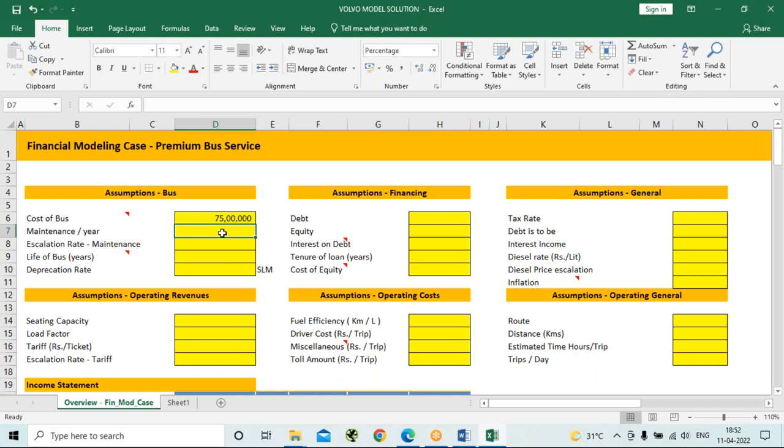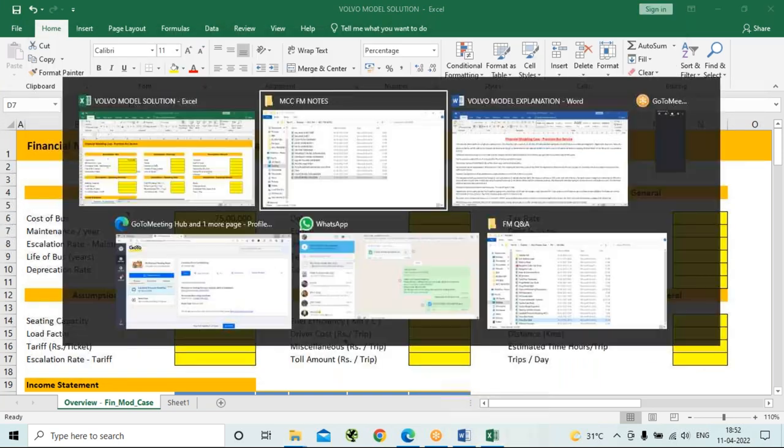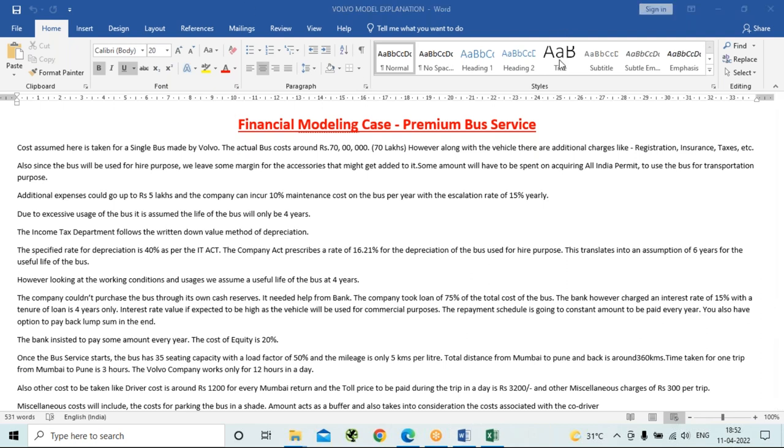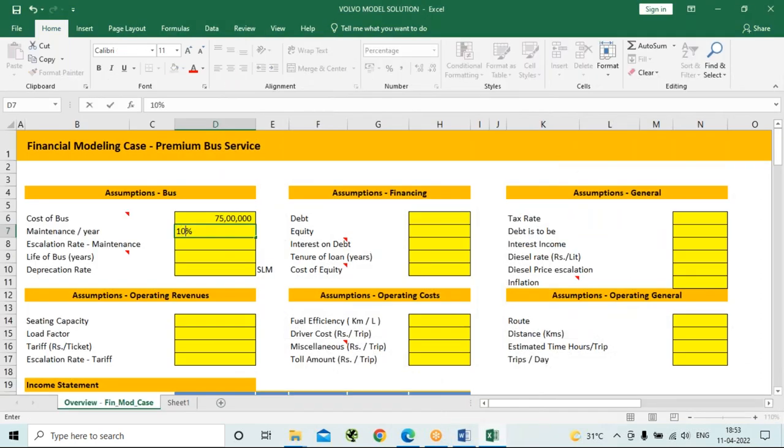So the next thing is maintenance per year. What maintenance are we going to spend on it? So here it says that the company can incur 10% maintenance cost on the bus per year, which may increase every year at 15%. That means the maintenance cost will be 10% of the bus value per year, and the escalation rate of maintenance, that is every year it is going to increase at the rate of 15%.